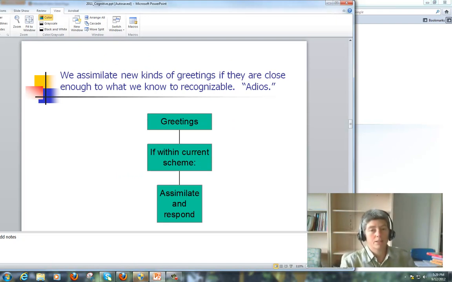When I lived in Central America, I understood that people were passing me on the street saying adios, adios, and it was close enough that I was able to assimilate that and respond. So then I started saying adios.